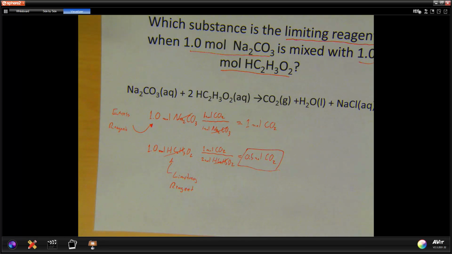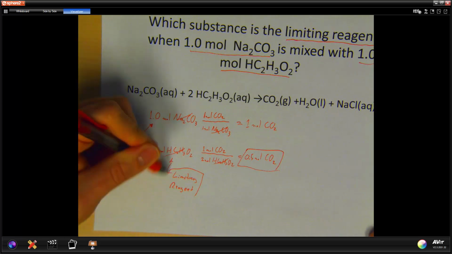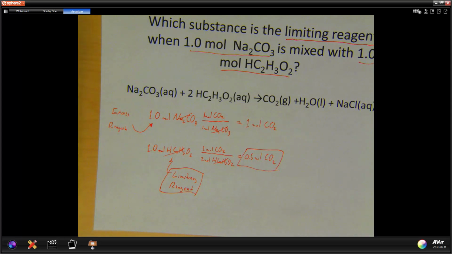So I wanted to illustrate here that in this limiting reagent question we're looking for something a little bit different. We're looking for the identity of the limiting reagent. So be aware you could be asked for that kind of information.